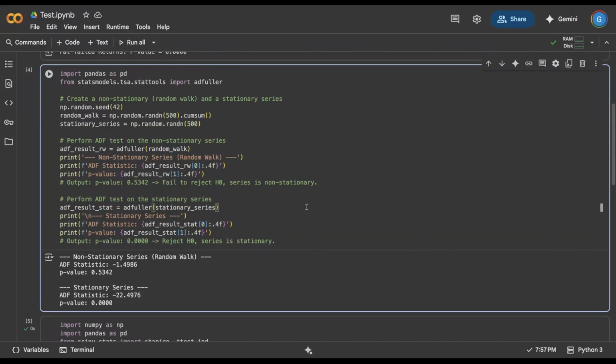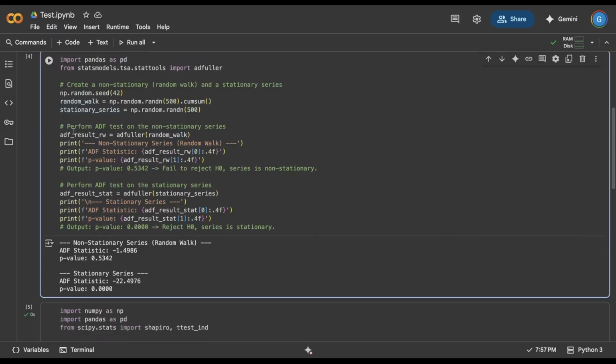First, we import the pandas library, and from statsmodels.tsa.stattools, we import the adfuller method. We generate a random walk. A random walk symbolizes the walk of a stock price, which is random and non-stationary. After this, we generate a stationary series also using np.random. Then we perform the ADF test on the non-stationary series, the random walk, where we get an ADF statistic of minus 1.4986 and a p-value of 0.5342.